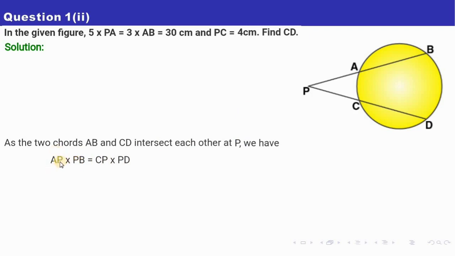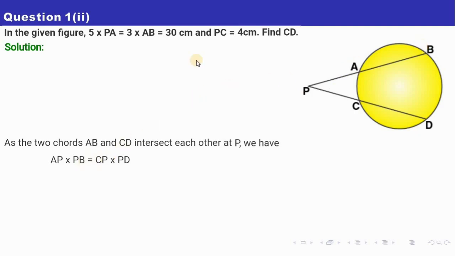Now do we have AP? Yes, AP or PA we can calculate using 5 PA is equal to 30. Okay, do we have PB? No, we don't have PB, right? So we need to calculate PB as well. So where is PB? PB is this one. Okay, so let us calculate PB as well.